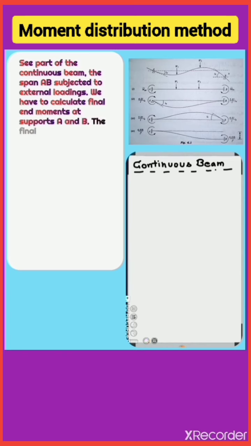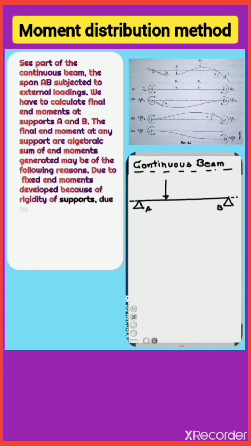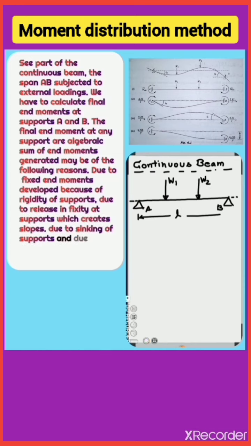See part of the continuous beam, the span AB, subjected to external loadings. We have to calculate final end moments at supports A and B. The final end moment at any support is the algebraic sum of end moments generated, which may be for the following reasons.